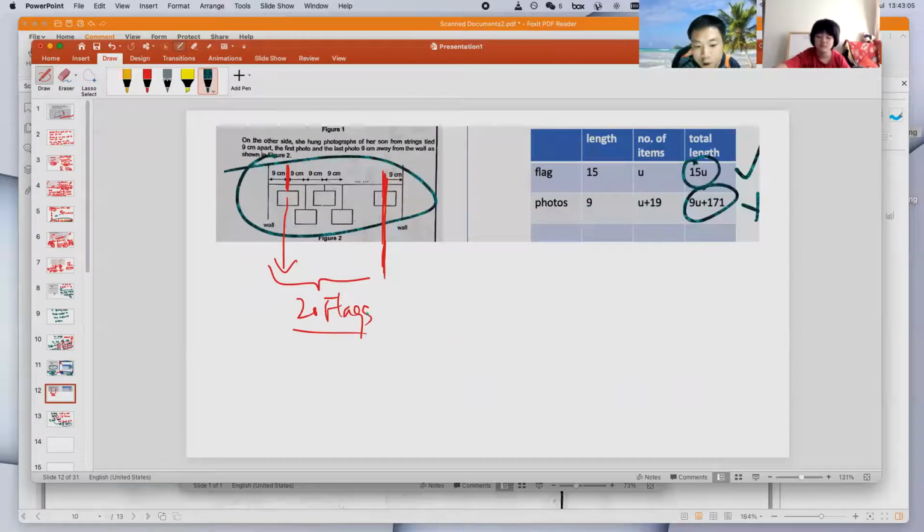Let's assume I put 20 flags. So if I put 20 flags, can you see? 1, 2, 3, 4. 4 flags.